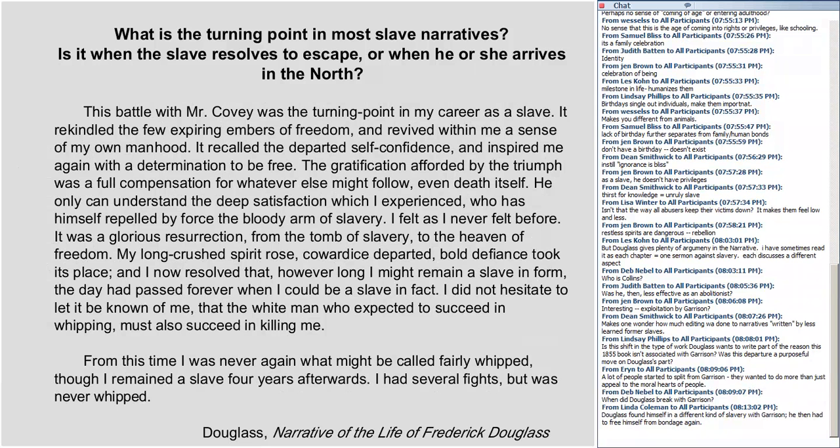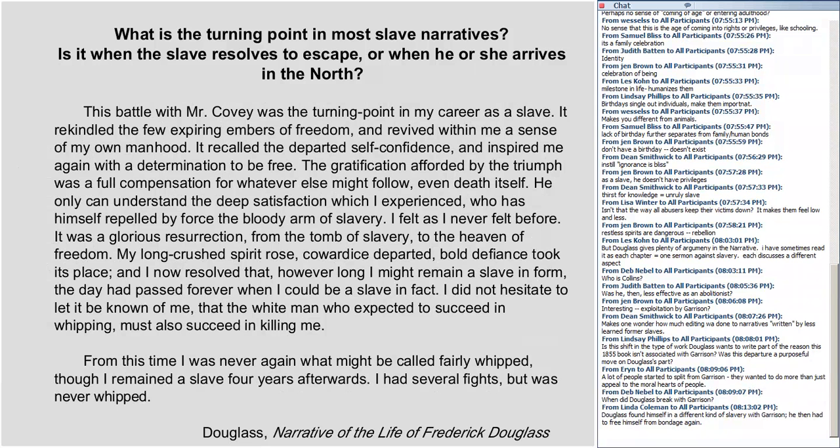And then one morning when Colby wasn't expecting it, Fred turned around and fought back. So in some cases, the turning point in a slave narrative is really a physical battle like this. "The battle with Colby rekindled the few expiring embers of freedom and revived within me a sense of my own manhood."